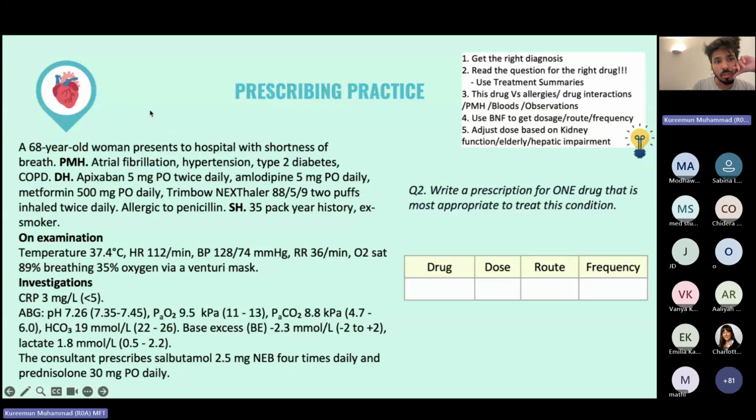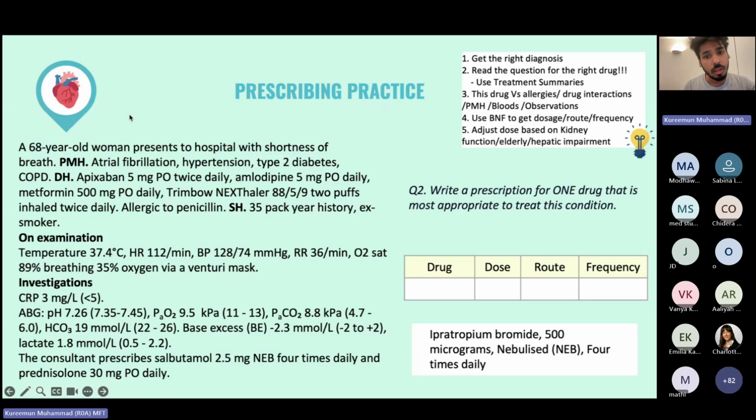So for this question, let's see. Yeah, I've got an answer here. Ipratropium 500 microgram nebulizer. So basically that's the right answer. And like I've said, we are treating this patient for acute exacerbation of COPD.